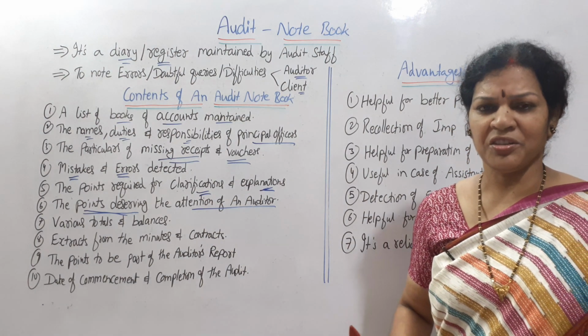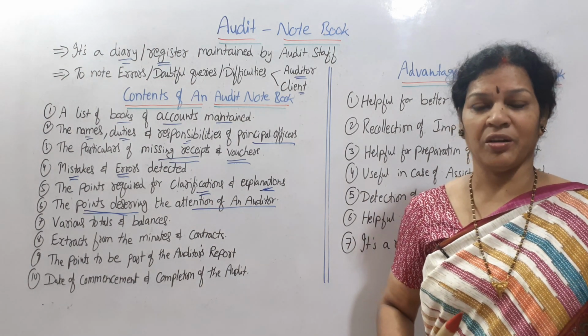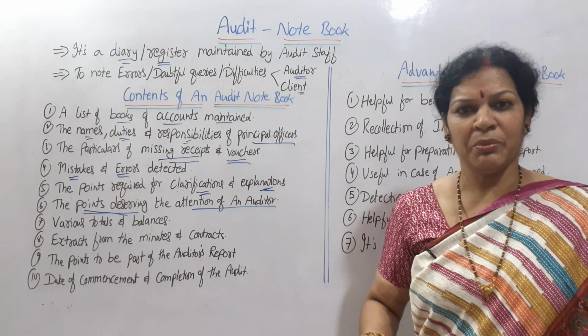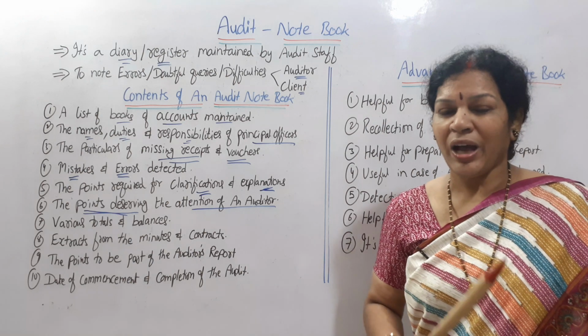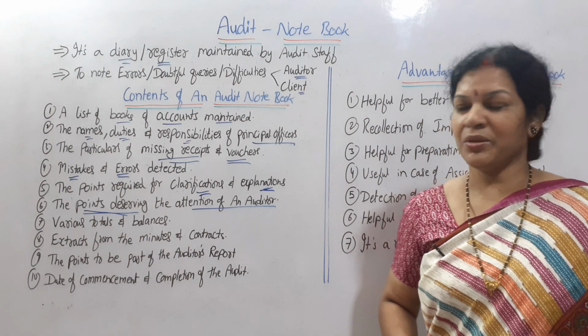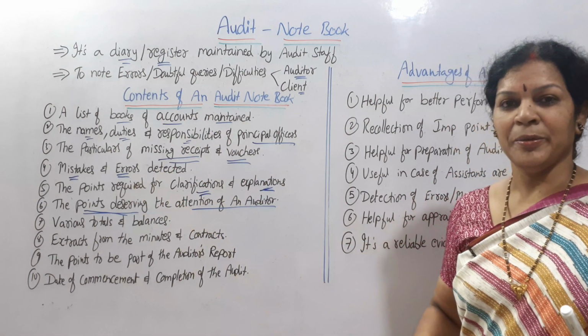I want to draw the attention of an auditor, so those points I will write in the audit notebook, so that tomorrow I will not forget. The auditor may not be available today, but tomorrow or the day after tomorrow he will be available. These points I want to bring to the knowledge of the auditor. Those points also are written in the audit notebook.